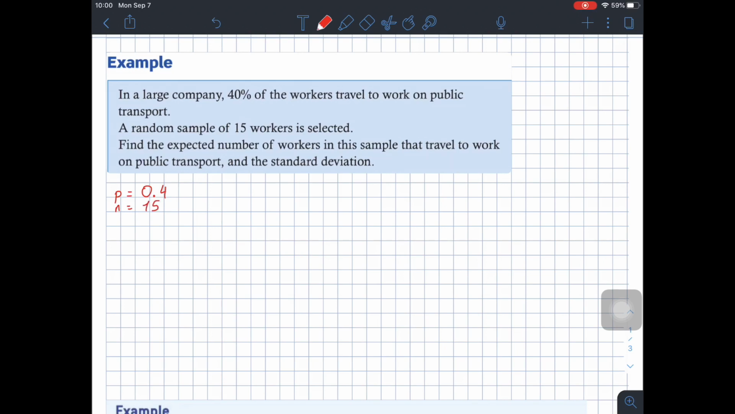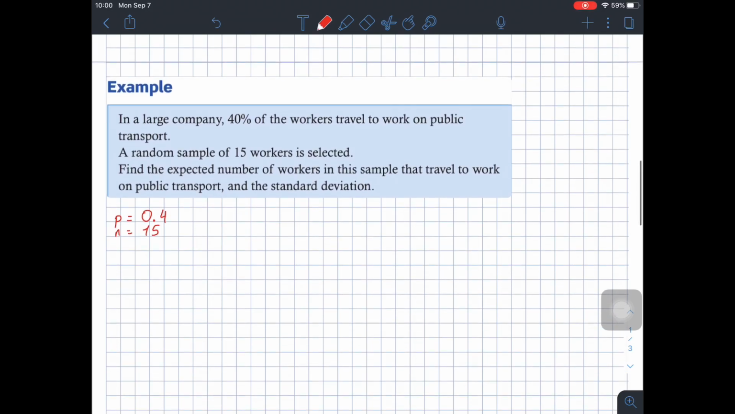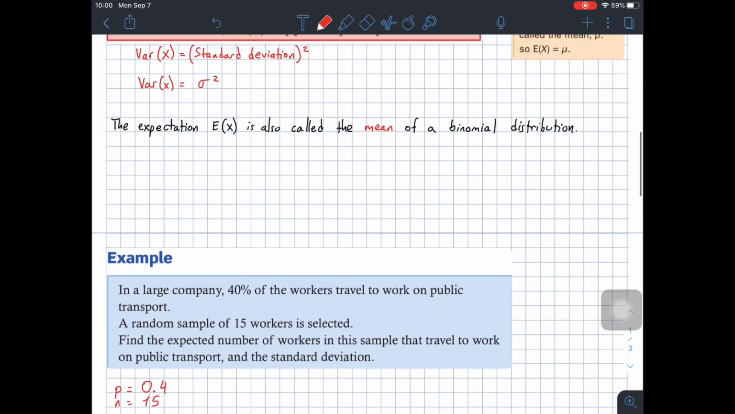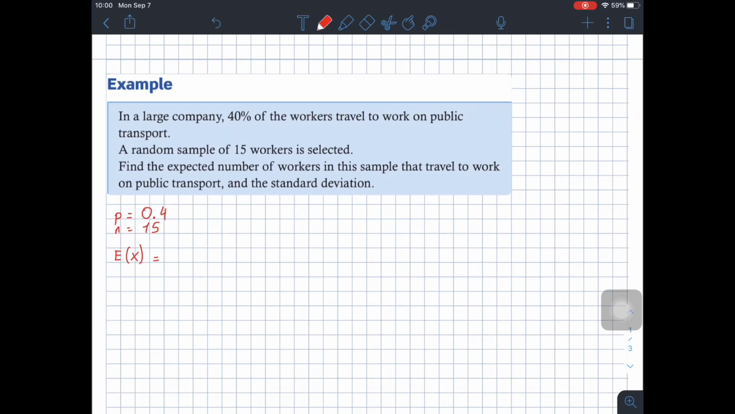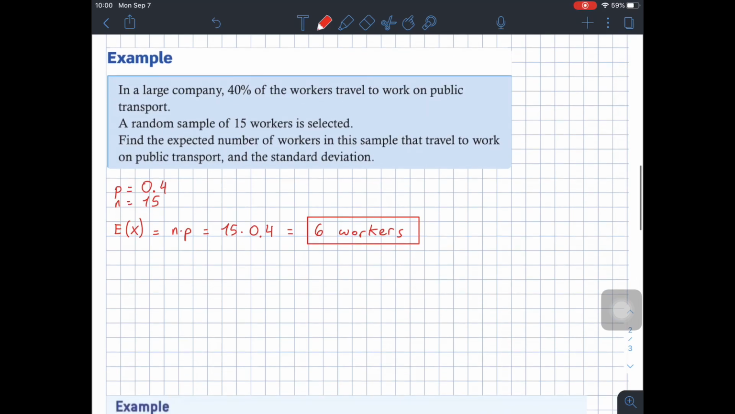Okay, so find the expected number of workers. The expected number, as you know, is E(X). And from this theory, we have learned that E(X) is found by doing n times p, right? So this would directly be n times p, which is equal to 15 times 0.4. And if you do this in the calculator, you should get 6 workers. Okay, so I expect that out of those 15 people, 6 of them will go on public transport, right? That's the expected value.